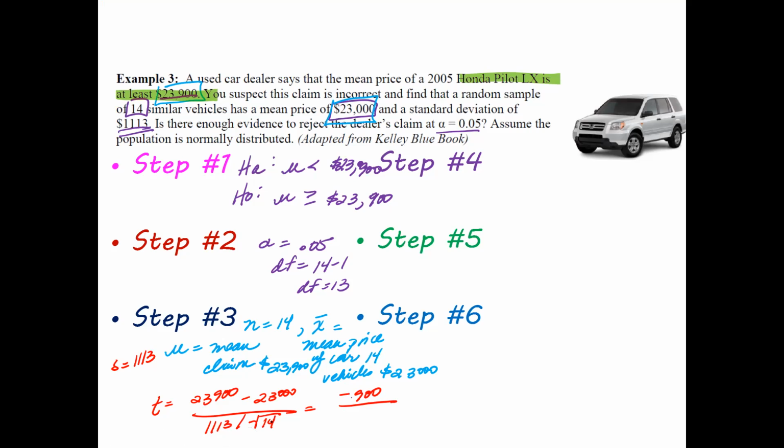So with your calculator, the numerator is going to have negative 900. Your denominator, square root of 14, plug that into your calculator, and then take 1,113 divided by that square root, which is going to give you 297.5. And if you divide it, you should have a negative 3.026. This right here is your t-value.